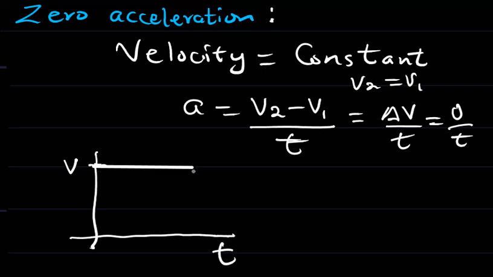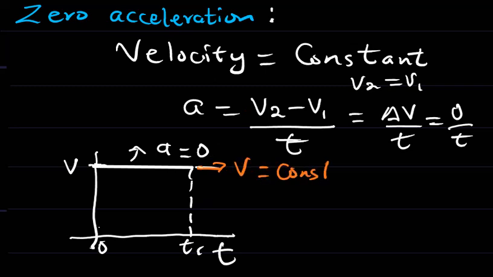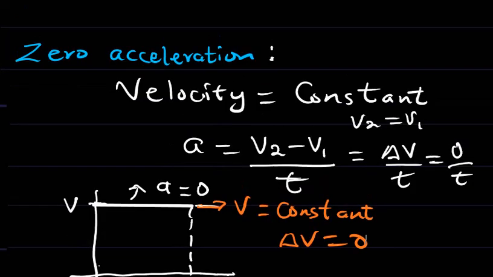So at this point, the velocity from 0, let's say to t1, the velocity is the same. So during this period of time, we see that the object is having no acceleration. Why? Because the velocity at this particular point is constant. So because the velocity is constant, the change in velocity is equal to 0.